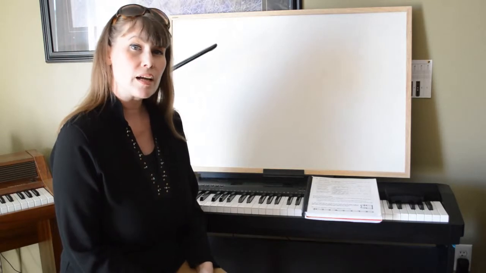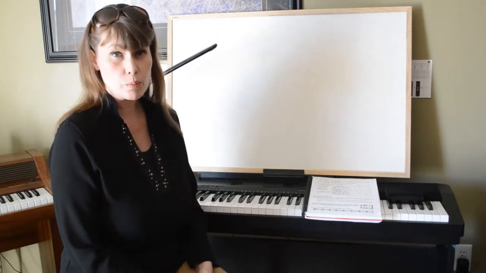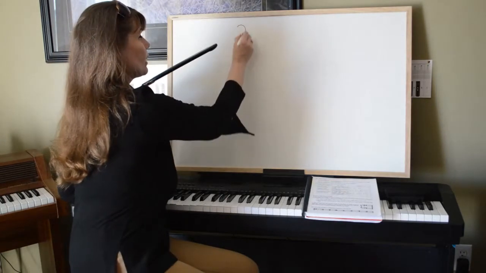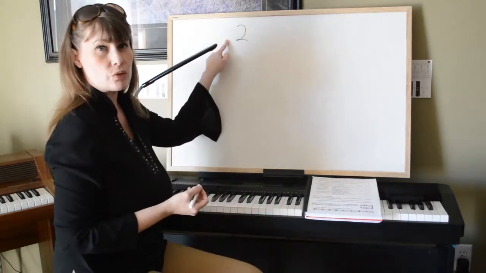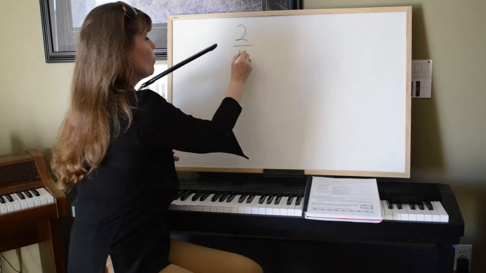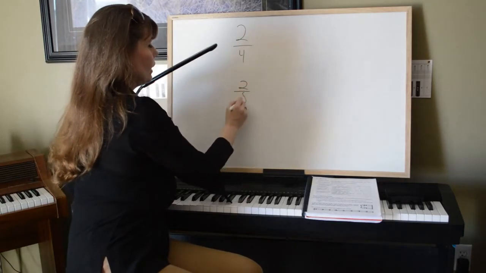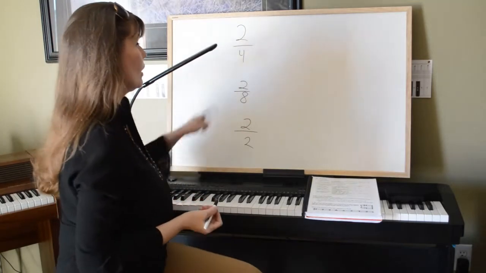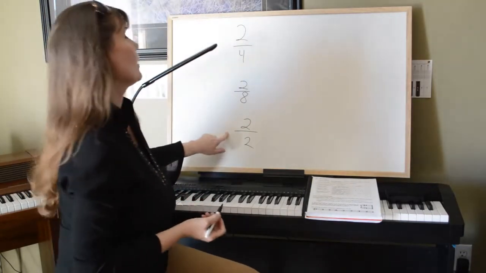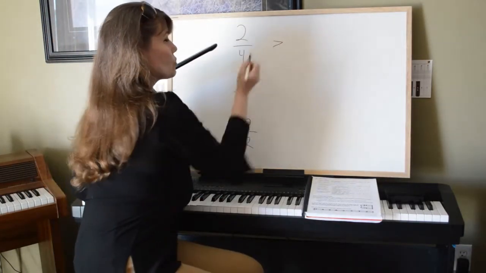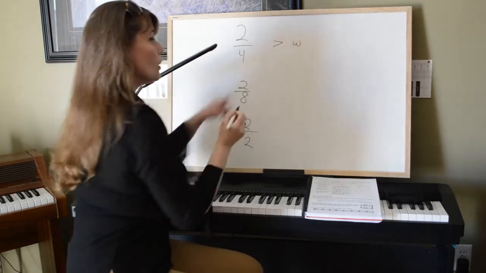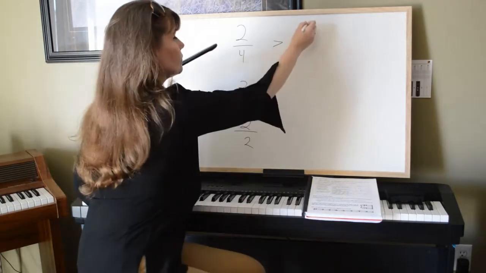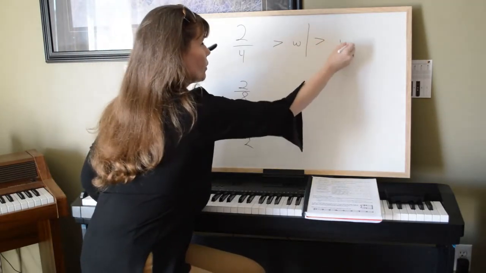So the first time that we were looking at was simple duple time. Duple time is any time signature that has a 2 for the top number. So you could have 2-4, you could have 2-8, you could have 2-2. But in duple time, we're going to have a strong pulse on beat 1 and a weak pulse on beat 2. And then you have your bar line, strong, weak.